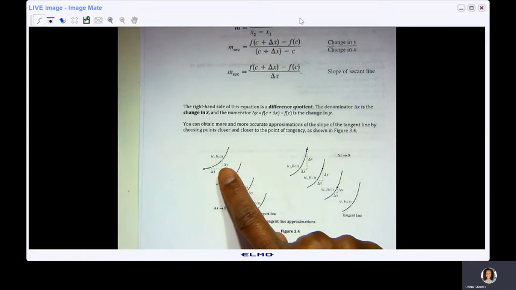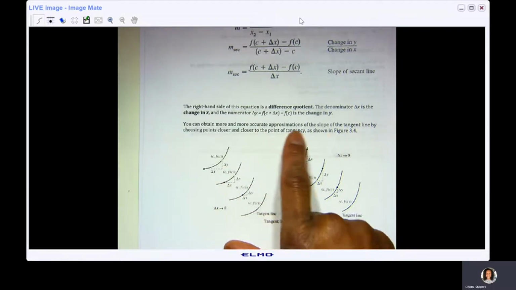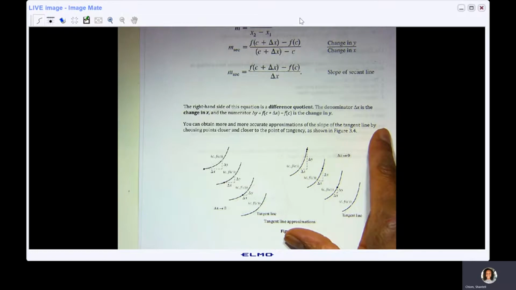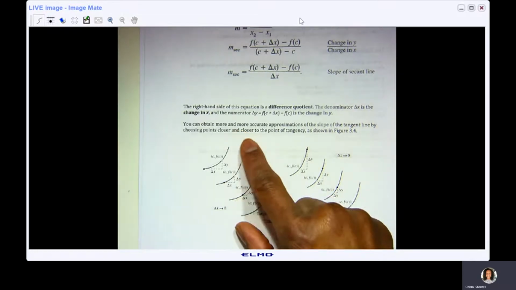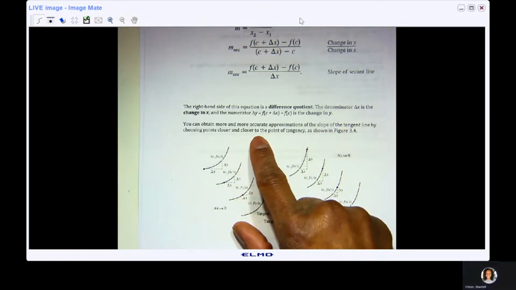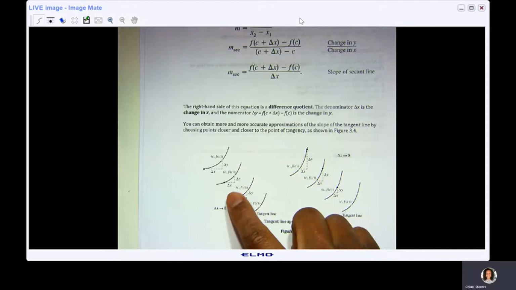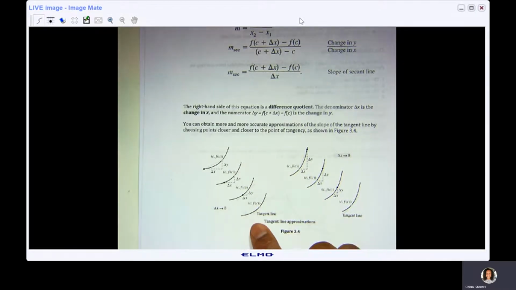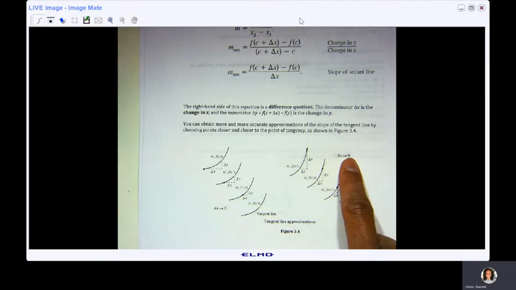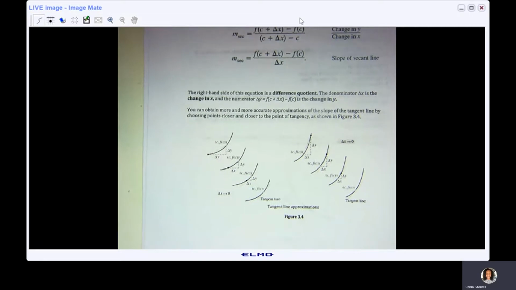And you can look at how we can decrease delta x because you get more and more accurate approximations of the slope of the tangent line the closer your points are to each other. Okay, so the more that you can reduce that delta x, the better your approximation will be for the slope of your tangent line. So in other words, as delta x approaches 0, we get a better, more accurate approximation for the slope of the tangent line.